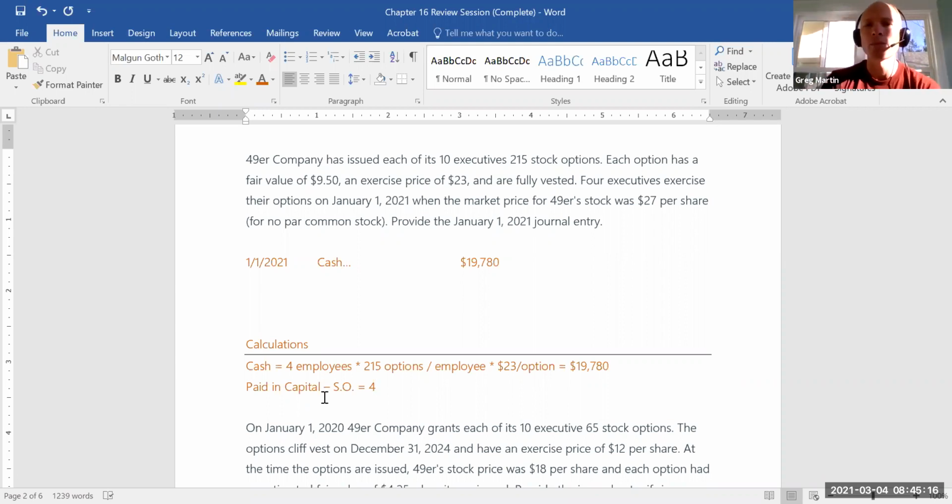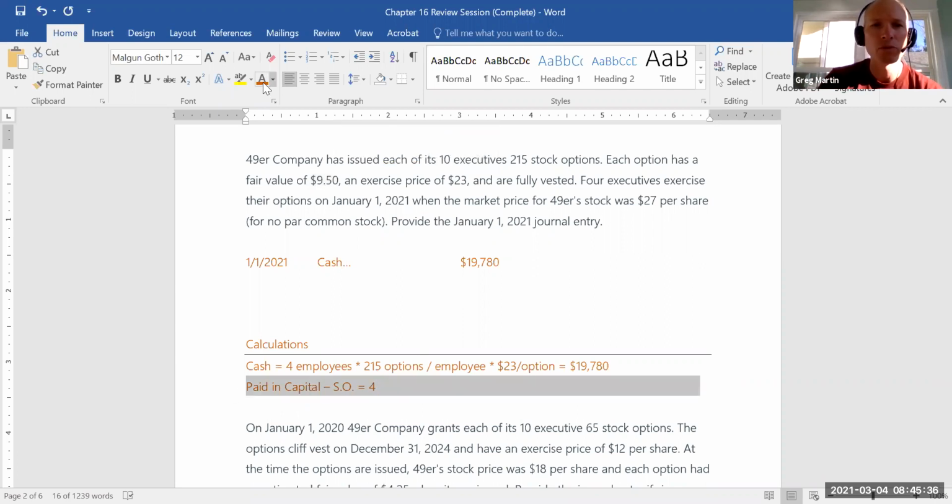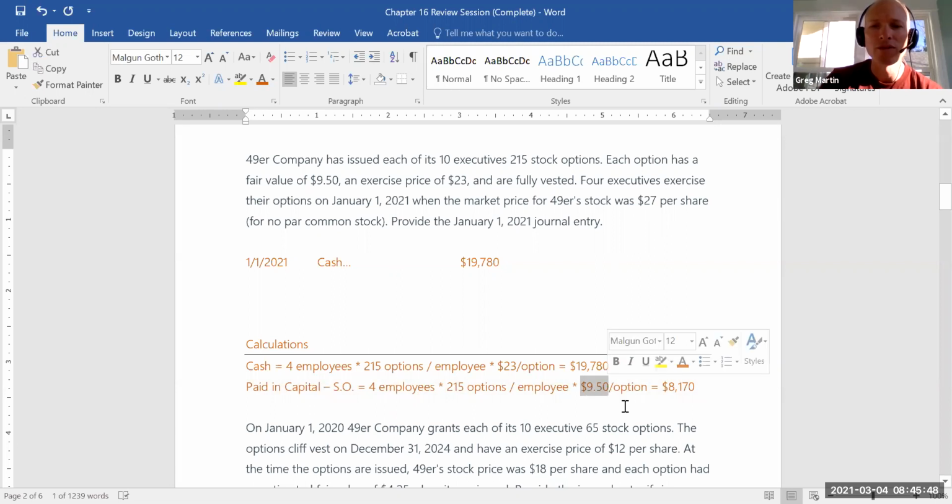So again, it has a credit balance. And as the employees exercise those options, we would be debiting that account, of course, proportionally to the number of options that have been exercised. And so again, the fair value of each option was $9.50, and so that's the most relevant information for this part of the journal entry. And so again, you have 4 employees. Each of them exercises their 215 stock options, and these stock options had been assigned a value of $9.50 per option. And so as soon as those options are exercised, we reduce the paid-in capital stock option account by $8,170.